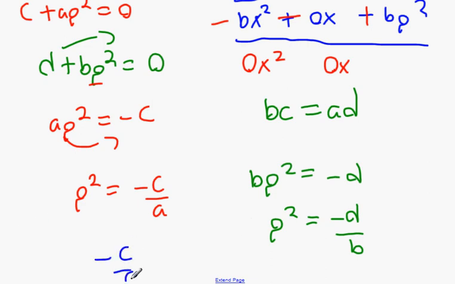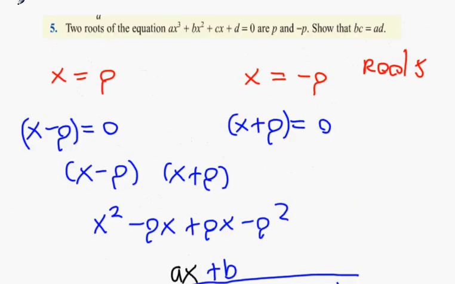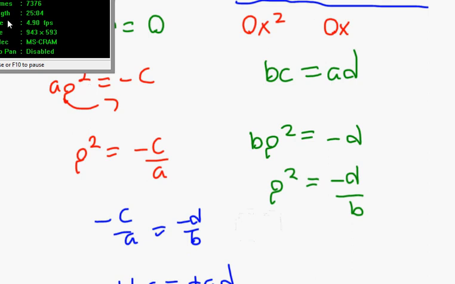So we're going to get minus c over a equals minus d over b. And what we're going to get is minus bc equals minus ad when we cross multiply. Multiply both sides by minus 1. bc equals ad. bc equals ad. You can see that this took me 25 minutes.